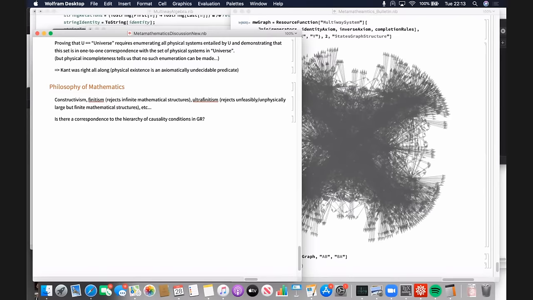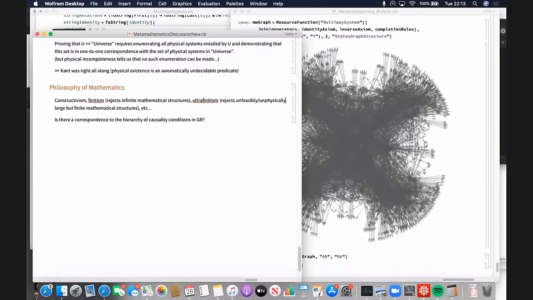Okay. But again, let's walk through this. What are you claiming about finitism? Why is that not saying that you can't have an infinite time-like curve of some kind? I don't know what that means. What is an infinite mathematical structure in this context?